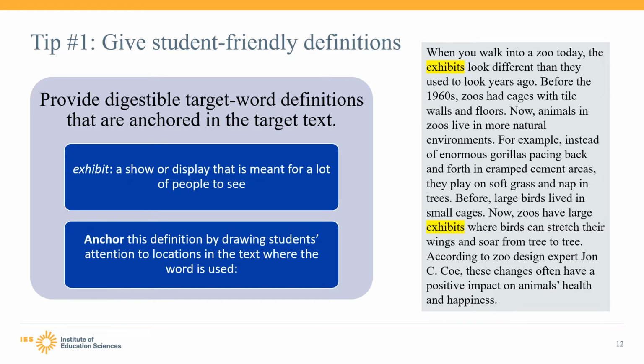So here you would define exhibit potentially as a show or display that is meant for a lot of people to see. And that's not the only thing that exhibit can mean, but because we're anchoring that definition in the text, that's the one that we're going to focus on. And we want to then draw students' attention to the locations in the text where the word is used, and they can figure out whether the usage is similar across the multiple appearances of that word, or whether there are slight differences that can also be discussed. But having a basis in the text for the usage that you're going to be focusing on can help students make more sense of the text as well as that new word.